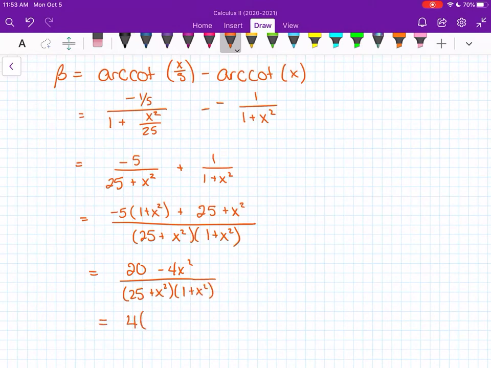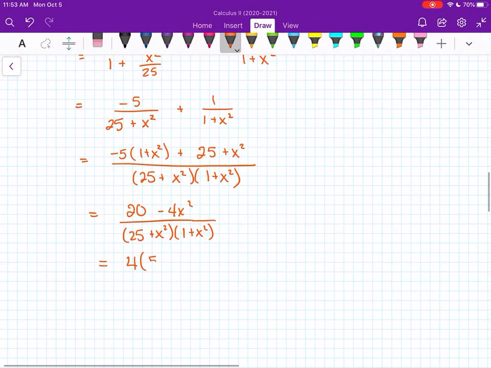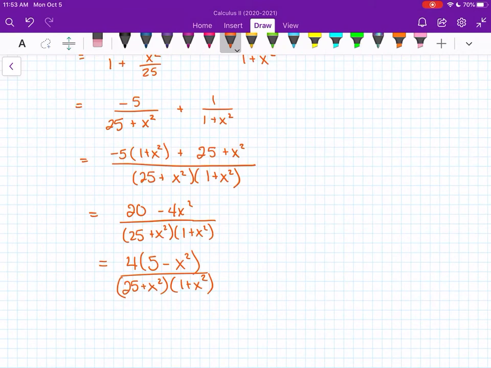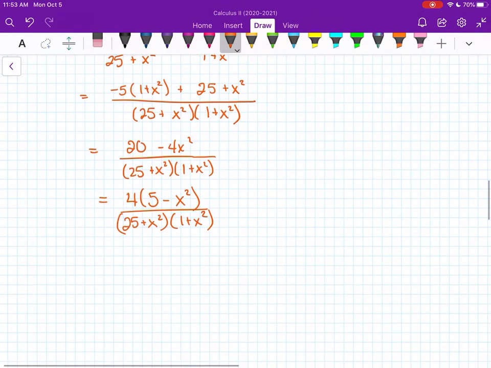And I'm going to go ahead and factor out that common factor of 4 on the numerator. So I have 5 minus x squared on the numerator, and 25 plus x squared and 1 plus x squared on the denominator. So our goal is to maximize our function here, which after you take the derivative is the same as setting it equal to 0, right? That's where maxes occur. And a fraction equals 0 when the numerator equals 0.